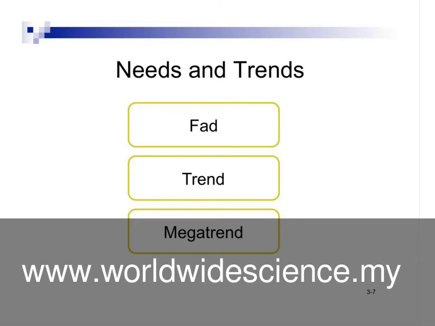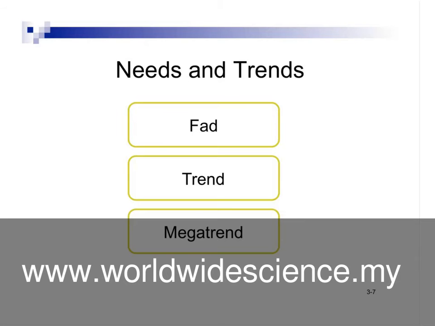Like ebooks, electronic books are getting there. They are becoming megatrends now. They started as a fad, then a trend, and now they're going towards a megatrend. They are replacing the old system for books. So any product that you could imagine, you could probably see the steps when they were a fad, then they became a trend, and then they became a megatrend.